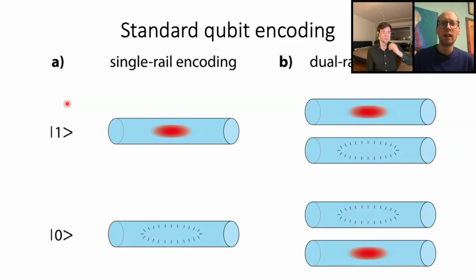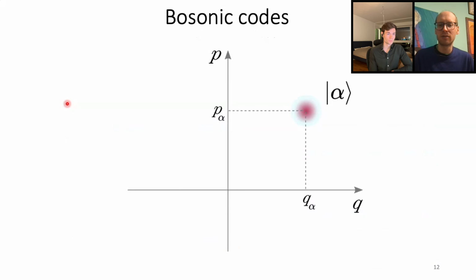Fair. So these are the standard ways of encoding qubits. And then what you can do is build some kind of error correcting codes on top of that encoding. But there is also another way to look at encoding qubits, which is basically these bosonic codes. So bosonic codes, here we talk a little bit about the quantum optics perspective, where basically we have this quadrature phase space.